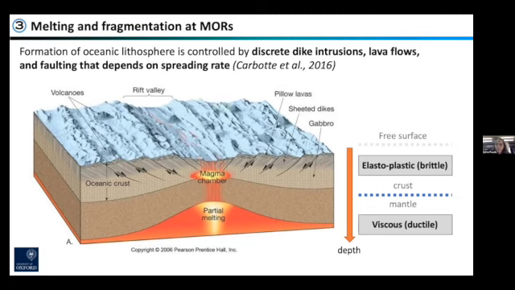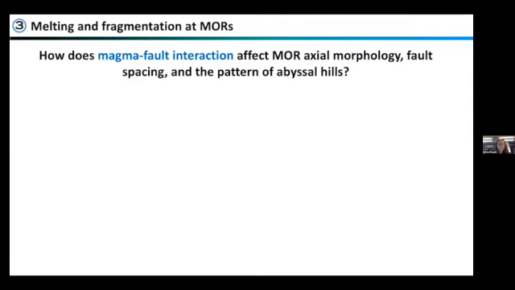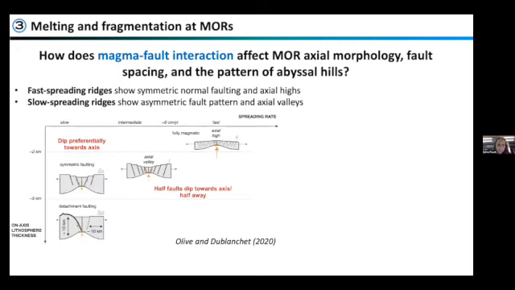That is because we have the transition between the hot ductile mantle to the cold brittle crust, and also the transition to the free surface, which is numerically challenging. But this is the effort of our group from the last 3 years. The question I want to address is, how does magma-fault interaction affect the mid-ocean ridge axial morphology, fault spacing, and the pattern of abyssal hills? There are quite many things, but essentially we want to look at how magma in the interior is transported all the way to the surface.